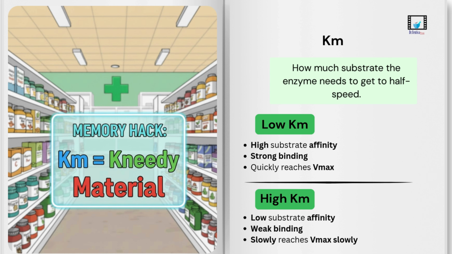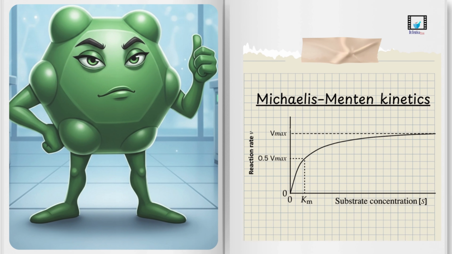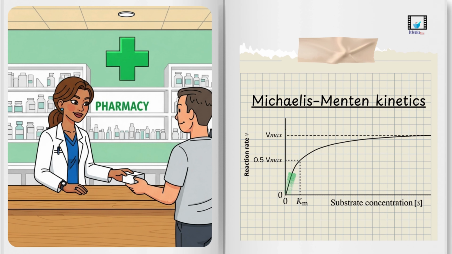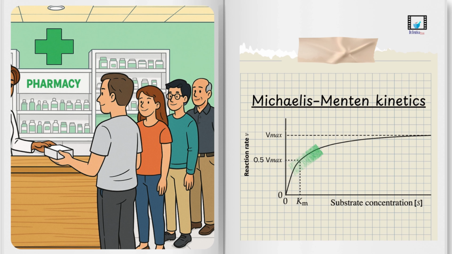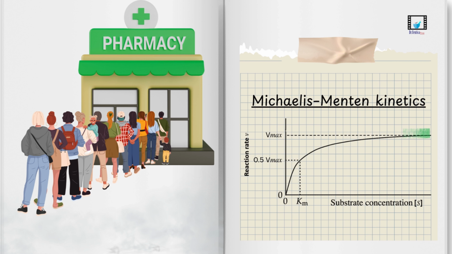Now let's put it all together with the curve. When the pharmacy is slow, few patients, the pharmacist's speed increases rapidly as more patients enter. Then, as the pharmacy gets busier, the speed increases, but not as dramatically. Finally, when the pharmacy is packed and the pharmacist is maxed out, that top flat part of the curve, that's Vmax.